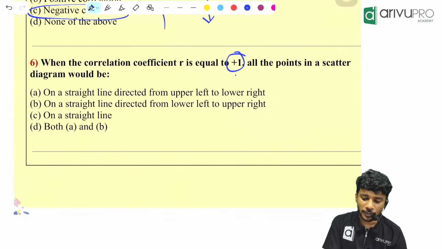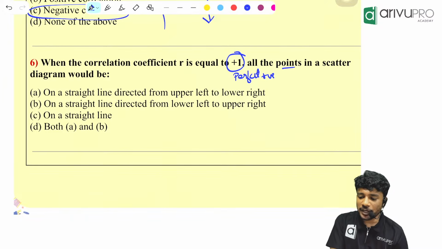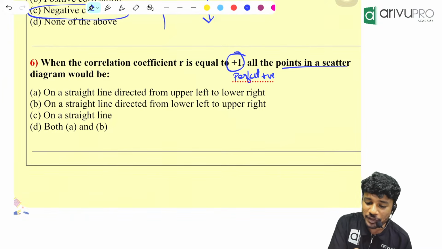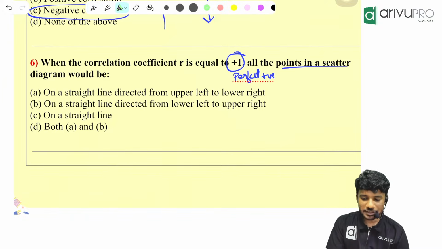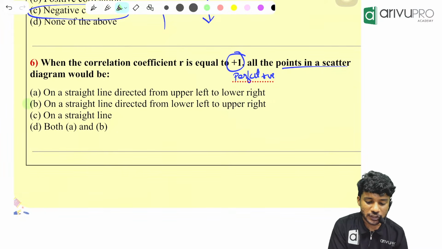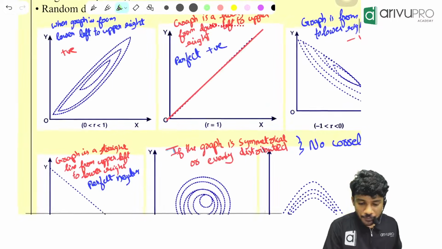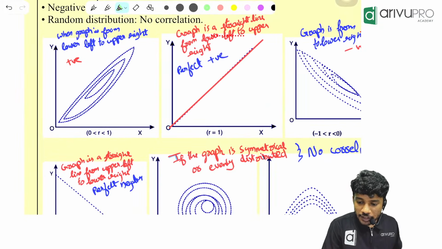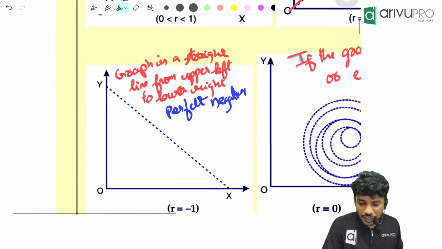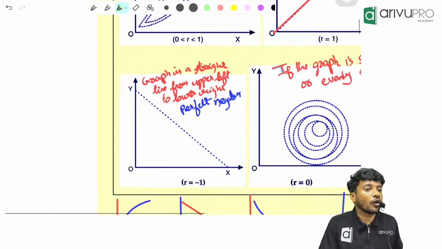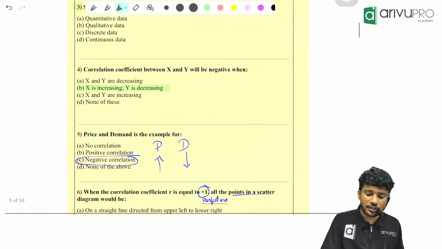plus 1 means what, people? Perfect positive. Whenever it is perfect positive, the scatter diagram would be from what to what? On a straight line from lower left to upper right. That's what I wrote. Check here. Graph is a straight line from lower left to upper right. Then when it is perfect negative, upper left to lower right. Perfect. Good.